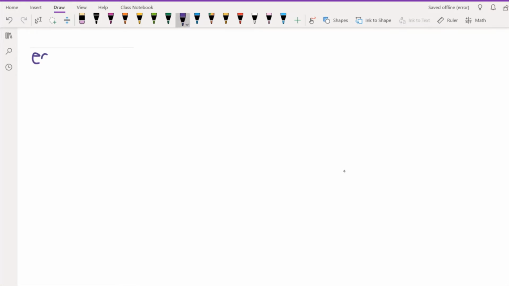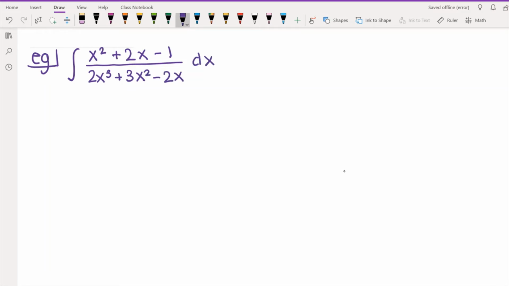So this next example, I want to use partial fraction decomposition to integrate the following. So we have x squared plus 2x minus 1 over 2x cubed plus 3x squared minus 2x. Okay, so our first step is to take this integrand, and we want to factor the denominator. So we can start by factoring out an x. So then we're left with 2x squared plus 3x minus 2.